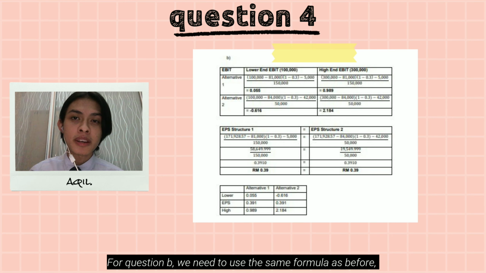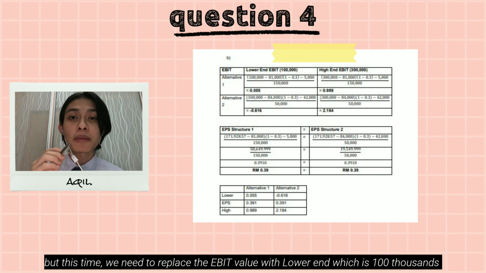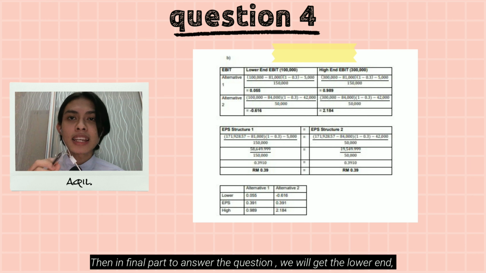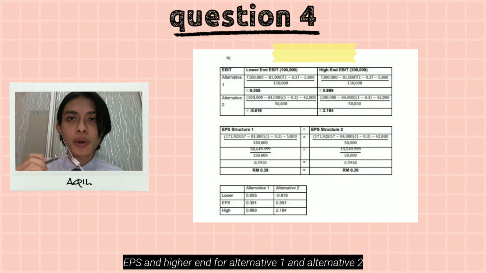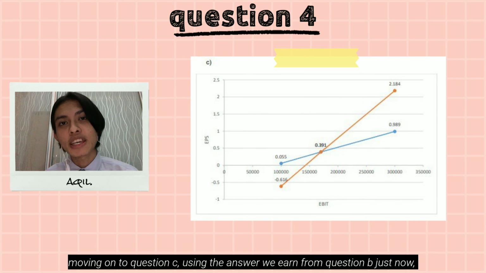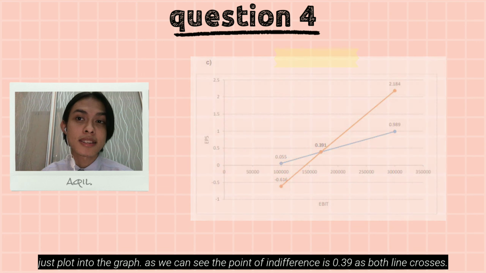For question B, we need to use the same formula as before, but this time we replace the EBIT value with the lower end, which is 100,000, and the higher end, which is 300,000, for both alternative 1 and 2. Then in the final part, we get the lower end EPS and higher end EPS for alternative 1 and alternative 2. Moving on to question C, using the answers we earned from question B just now, we plot them into the graph. As we can see, the point of indifference is 0.39 where both lines cross.